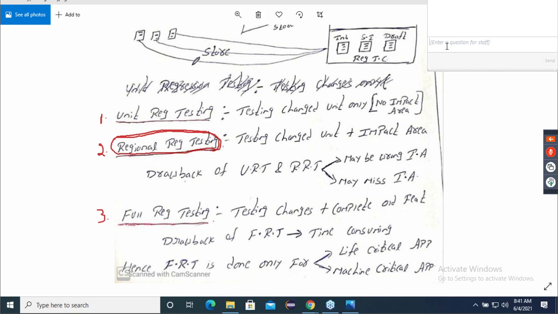Write one note under this topic. Note is, do not speak about types of regression testing until and unless it is asked.